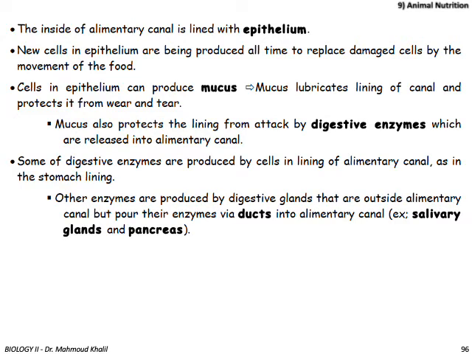Some of the digestive enzymes are produced by cells in the lining of the alimentary canal, as in the stomach lining. Other enzymes are produced by digestive glands that are outside the alimentary canal but pour their enzymes via ducts into the alimentary canal, like, of course, the salivary gland and the pancreas.